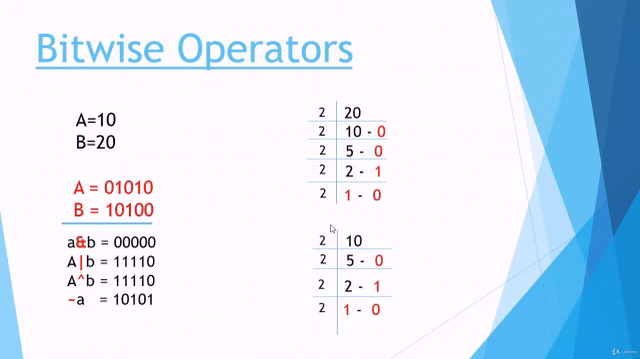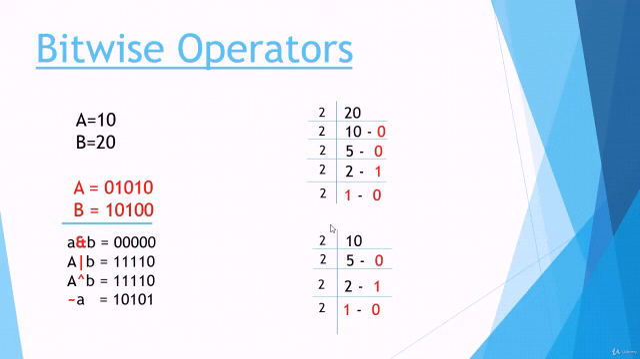For these operators, we have to convert our numbers to binary first. If we want to get the binary digits of 20, then we take the LCM with respect to 2. We always take LCM with 2. For example, 2 tens are 20 and the remainder is 0. So we put the remainder on the right side. 2 fives are 10, remainder is 0. So we put 0 on the right side.